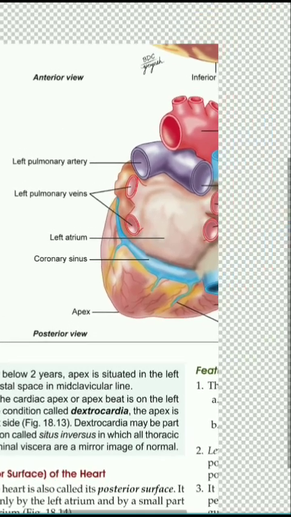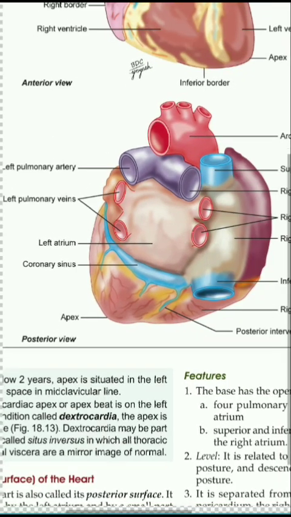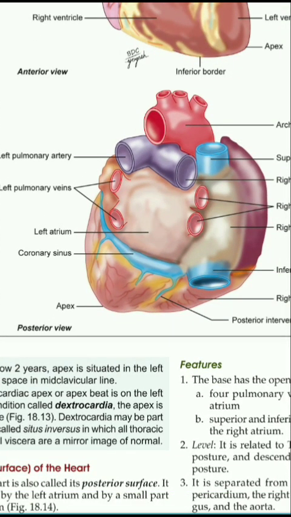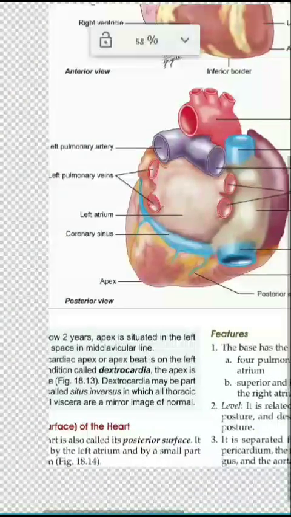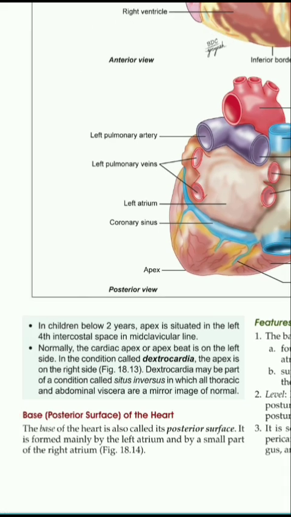If we see any abnormality on the left side, if the apex beat is not situated on the left side of the body, on the other hand it is situated on the right side of the mid-clavicular line, we can call that dextrocardia. Dextrocardia may be a part of a condition called situs inversus, in which all thoracic and abdominal viscera are a mirror image of normal. So situs inversus means side inversion.